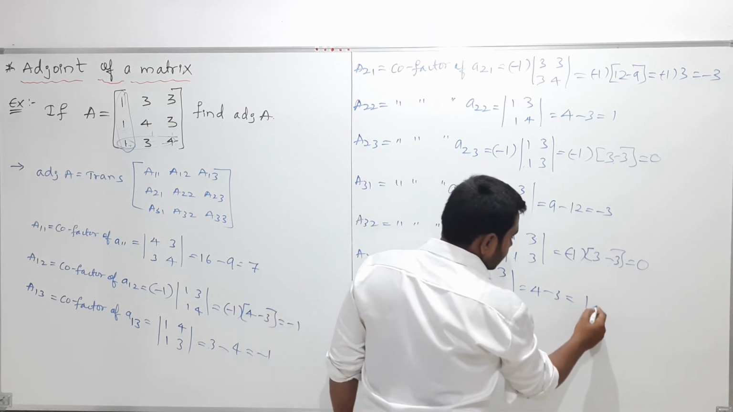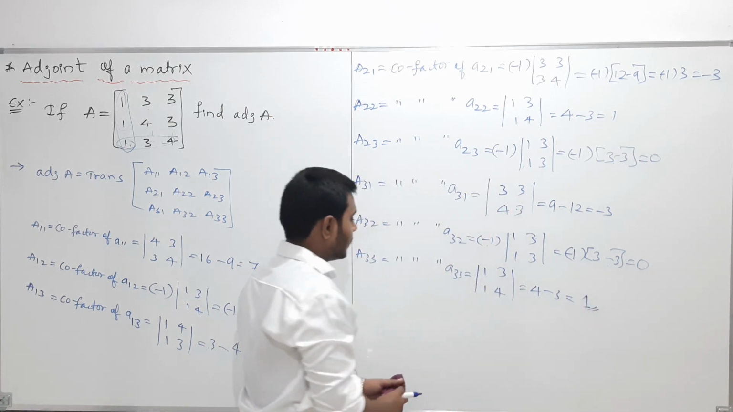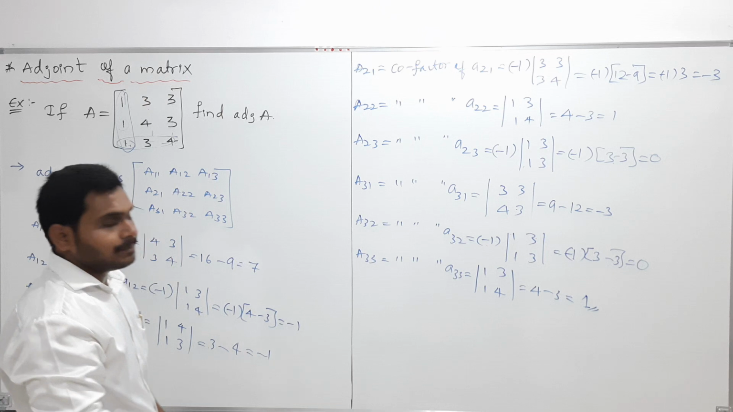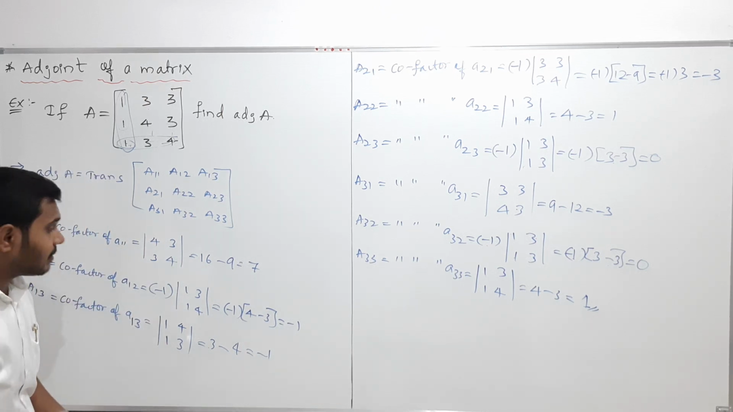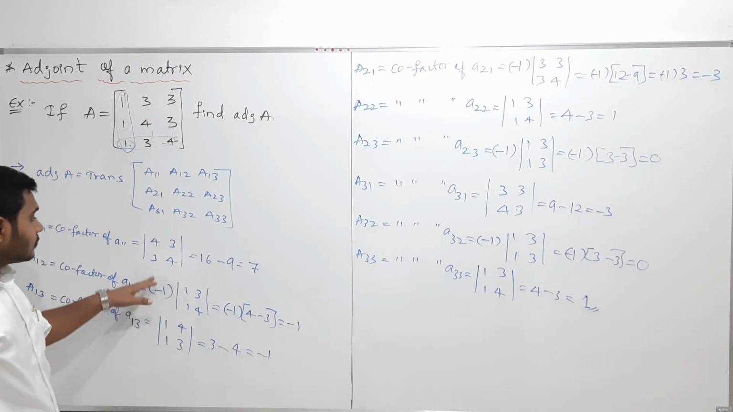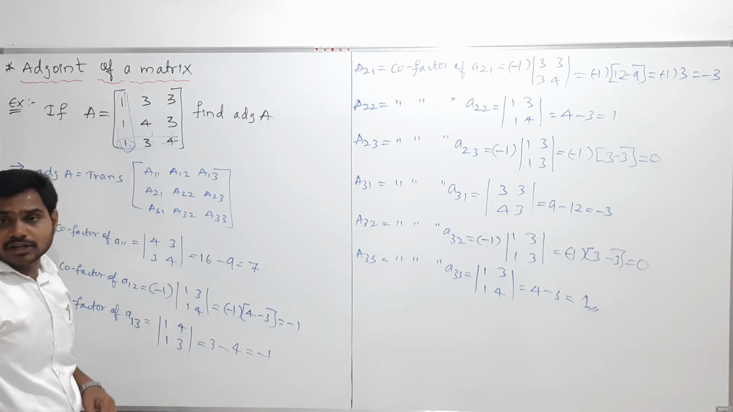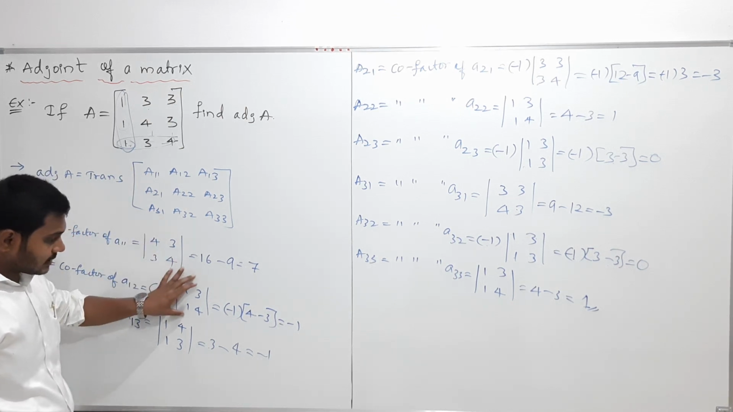So 4 minus 3 is equal to 1. So this is your cofactor of A33. Clear? Like this you should calculate. And my dear students, please remember, this is the first problem of the order 3 cross 3. Therefore I wrote the determinant like this.